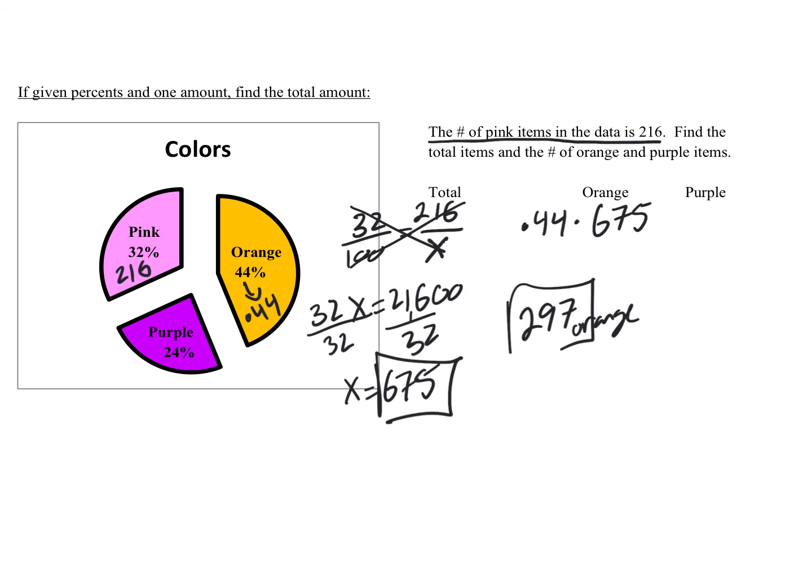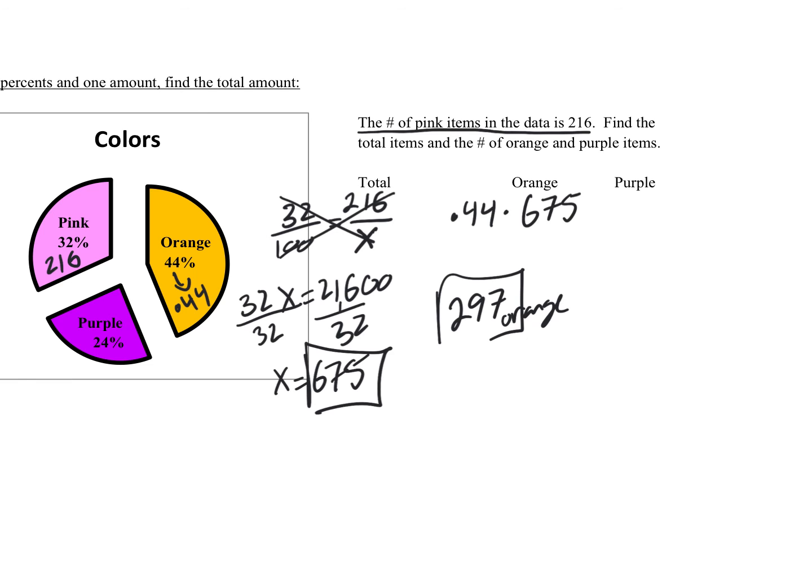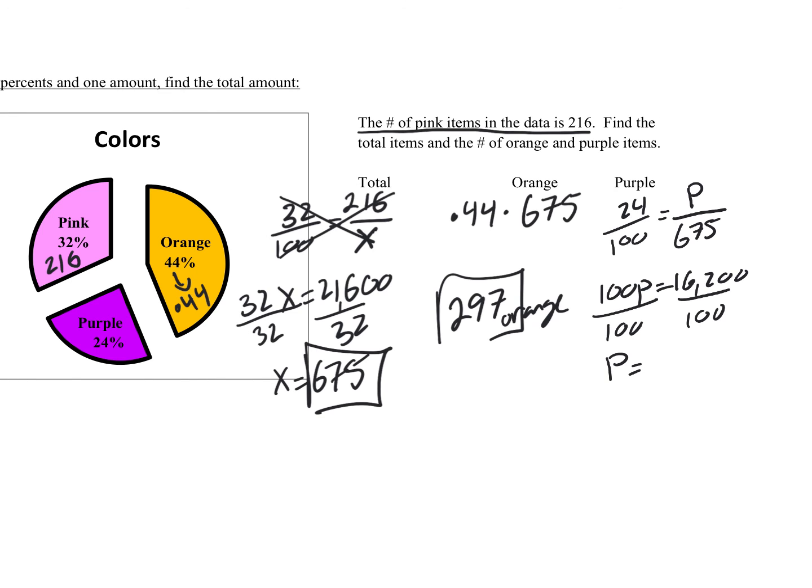All right, but for purple, I'm going to go ahead and use the proportion. So if we ever forget the trick with the percentage, we can always set up a proportion. Purple is 24 out of 100%, which means we don't know how many purple items there are, but we do know that there is 675 total items in this data set. So we can go ahead and cross multiply. We'll take 675 times 24, and we'll take 100 times P, since I called my number of purple items P, so we could differentiate it from our total. So we get 100P equals 16,200. I'm going to divide both sides by 100, find that our number of purple items is 162. So we have 162 purple.